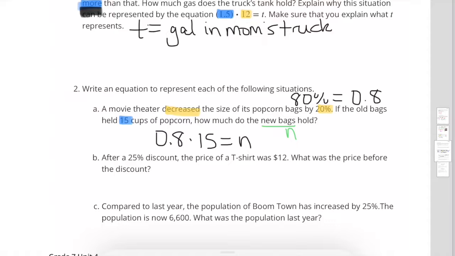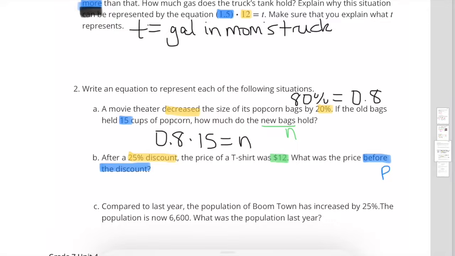B, after a 25% discount, so here's our discount, the price of a t-shirt was $12. This is after the discount. So this is actually my new amount, not my original amount. So the price before the discount, this is my original amount. And I'm going to represent that by, let's just say, we can do P for price. So the price before. So what would be my equation here?